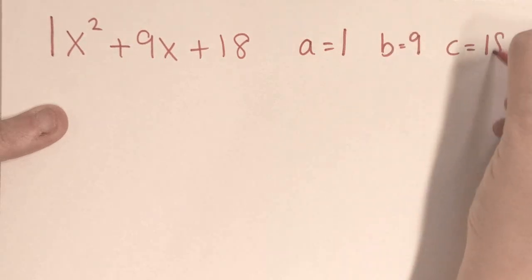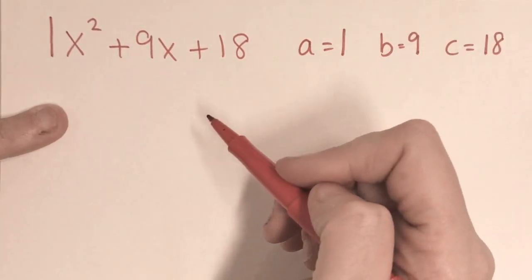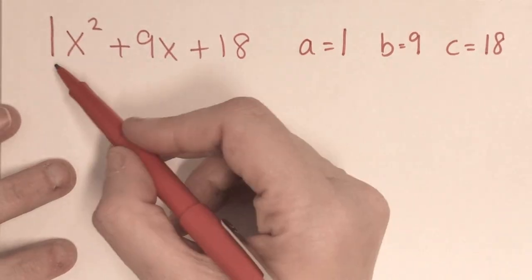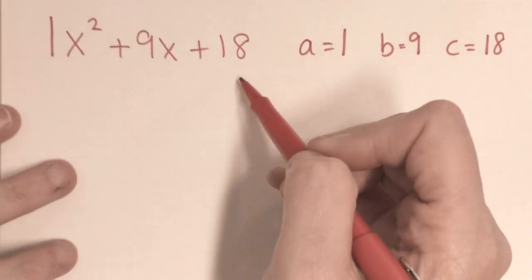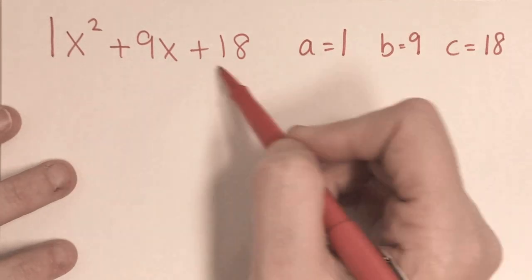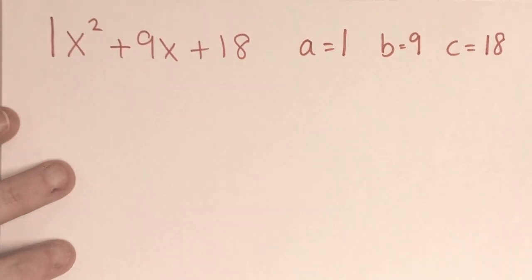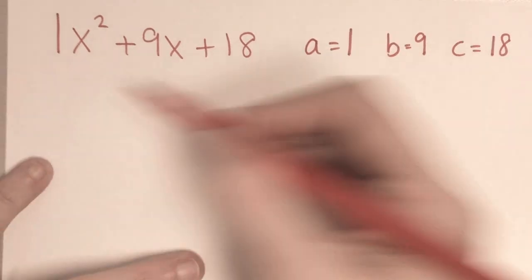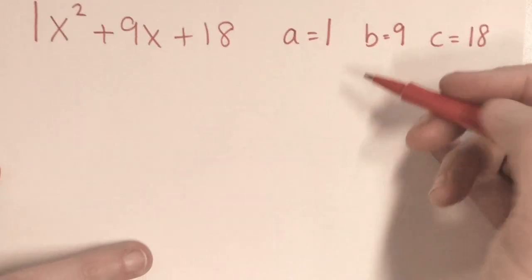C is 18. Factoring is going to be a real nightmare if you don't get it in standard form first. So you want to make sure that you have it x squared, x, number. If one of those is missing, you put a zero in its place. Okay, so first thing we do is we find our A, B, and C.